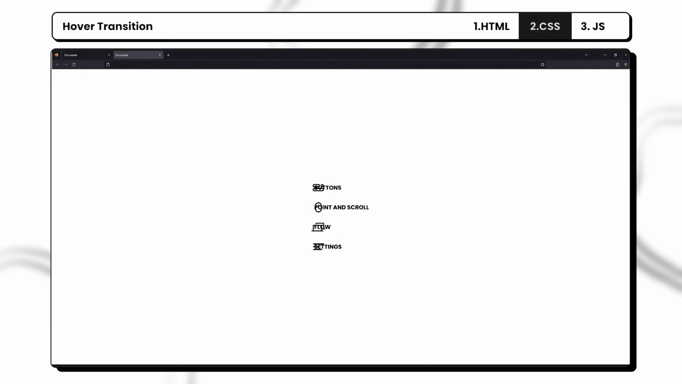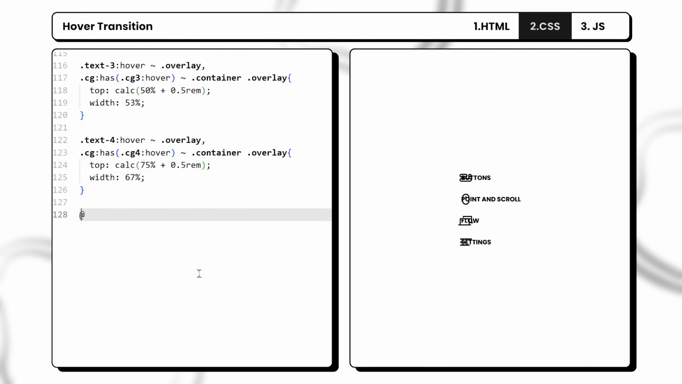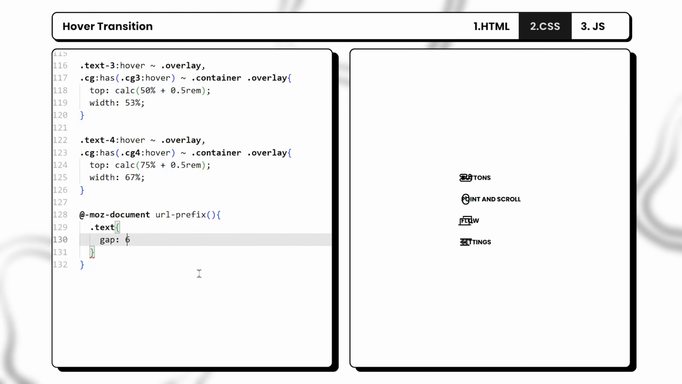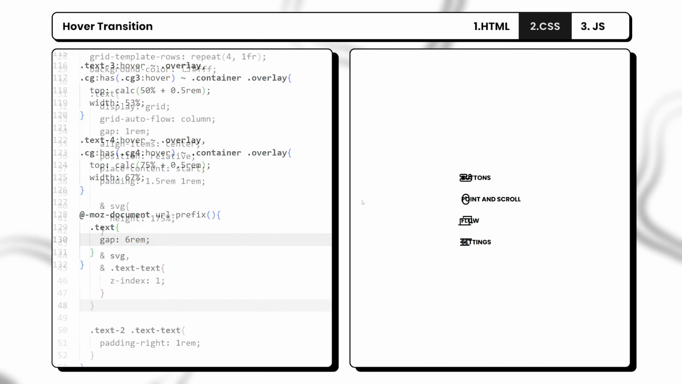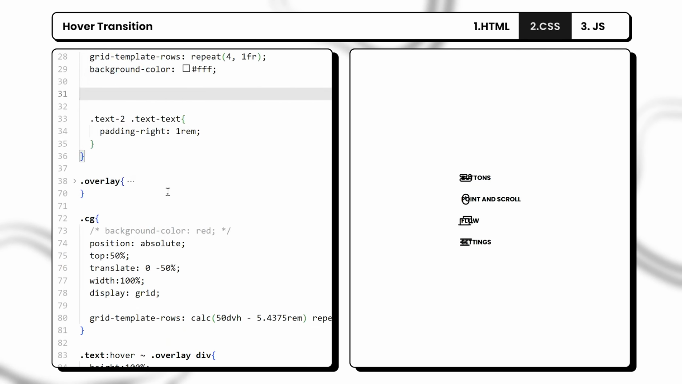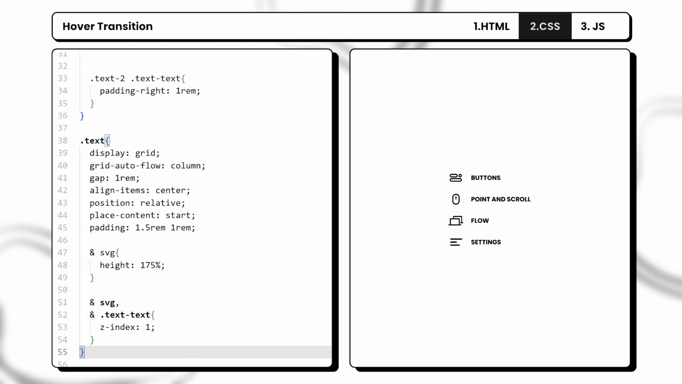So what we have to do next is target Firefox only. And to do that, we do @-moz-document, then url-prefix(), and then inside we will select .text and give it a gap of 6rem instead. And then we also have to take all of .text out of the .container nesting. Seems like the experimental nesting from Firefox also reacts differently to the Chrome version.